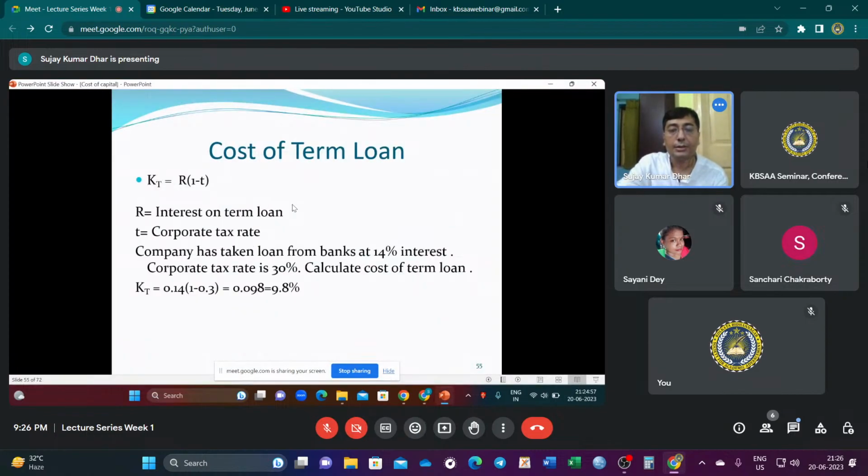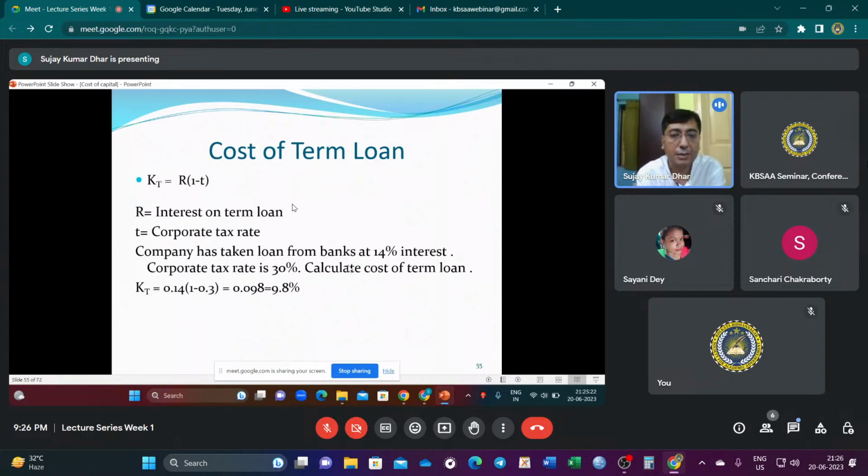Okay. Then cost of term loan. What is term loan? When company is taking loan from the banks. Cost of term loan formula is R into 1 minus T. R is interest on term loan, and when company is paying interest on term loan, company is getting tax shield, income tax exemption. So R into 1 minus T, interest into 1 minus corporate tax rate.